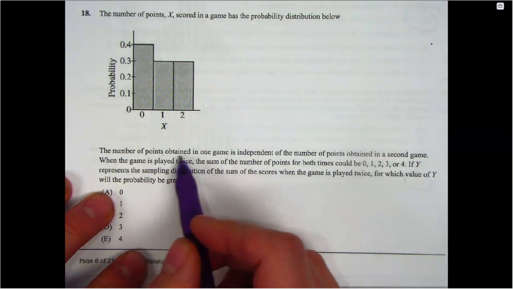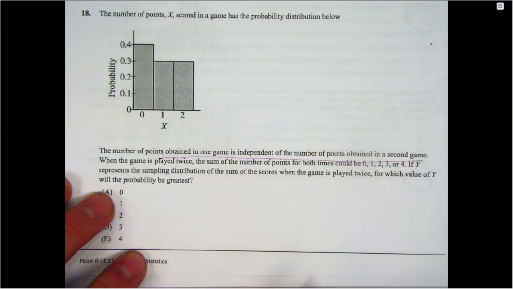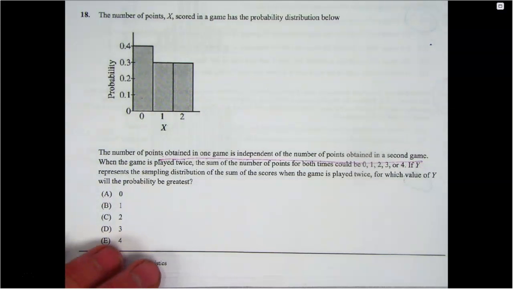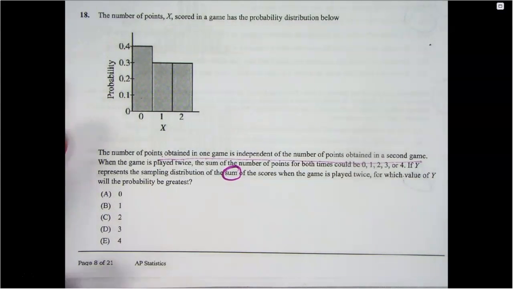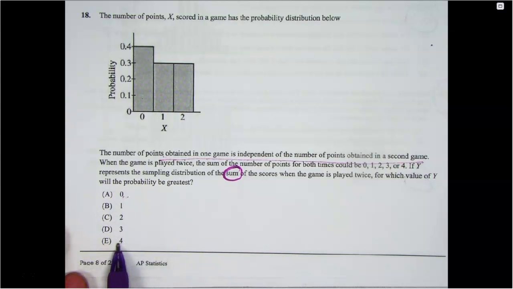And then the number of points obtained in one game is independent of the number of points obtained in the second game. So does my first result have any impact on my second result? No, that's what independent means. Like the game is like a 3-sided die or something. There's no memory. It doesn't know what the previous result was. I'm gonna play it twice, and I'm gonna add up my scores. Which of these values is the most likely after I've played it twice and added up my scores?